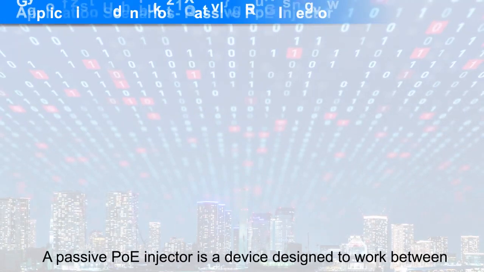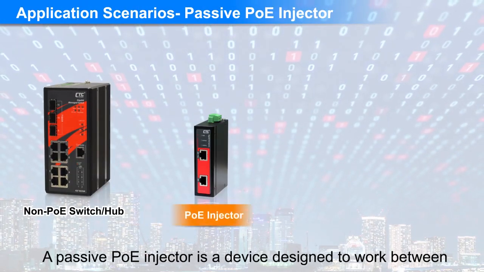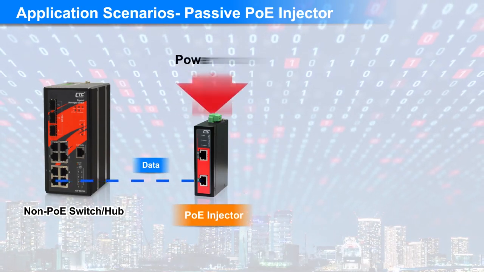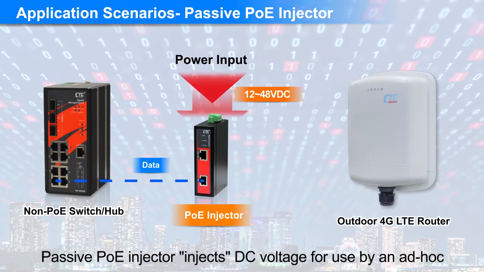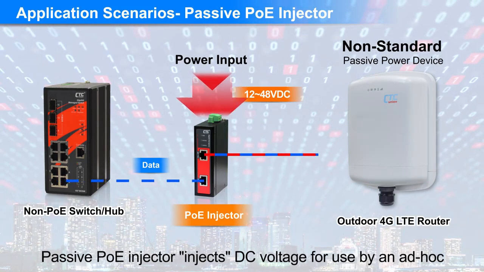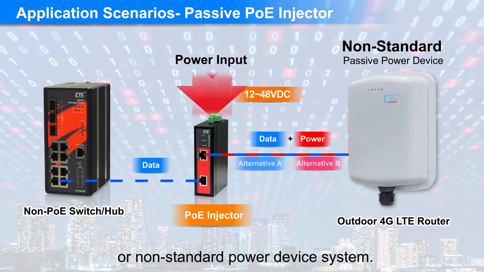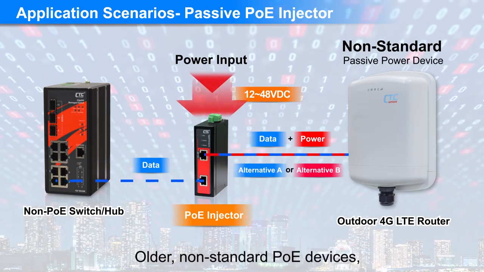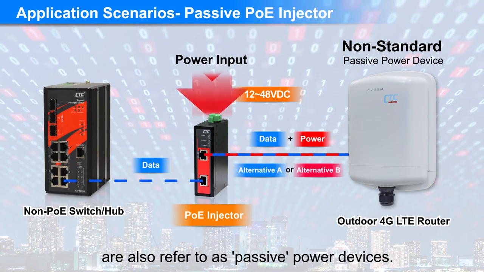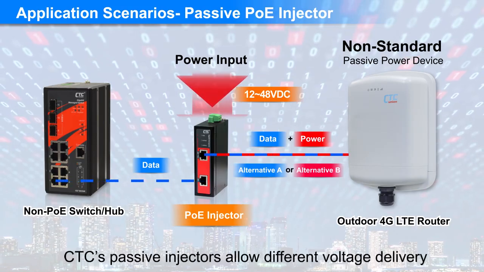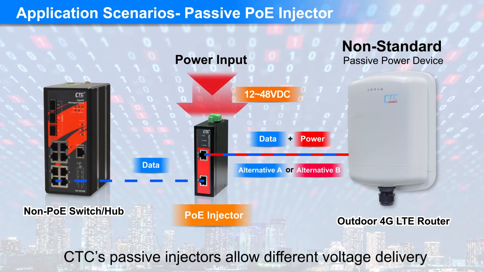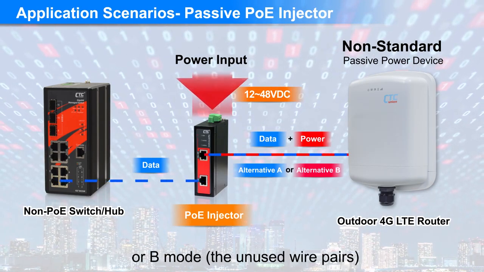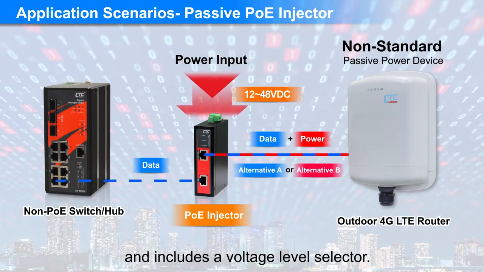A passive PoE injector is a device designed to work between any Ethernet switch and a non-standard power device. Passive PoE injectors inject DC voltage for use by an ad hoc or non-standard power device system. Older non-standard PoE devices are also referred to as passive power devices. CTC's passive injectors allow selecting voltage delivery in either A mode or B mode and include a voltage selector.